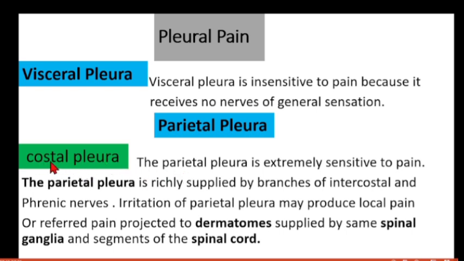Now the costal part of parietal pleura. The costal part of parietal pleura is richly supplied by branches of intercostal and phrenic nerves. Irritation of parietal pleura may produce local pain or referred pain projected to dermatomes supplied by the same spinal ganglia and segments of the spinal cord.